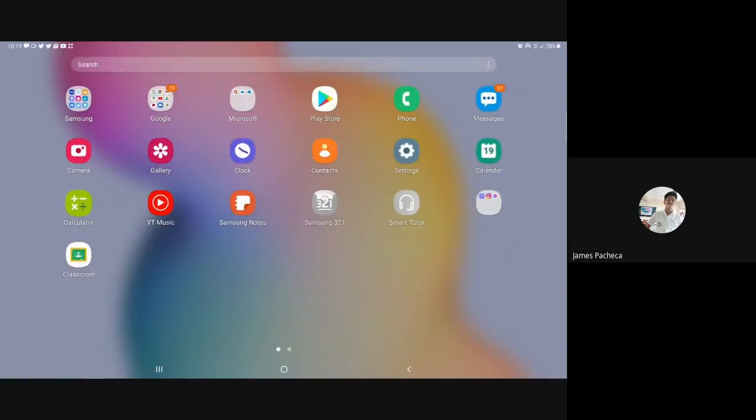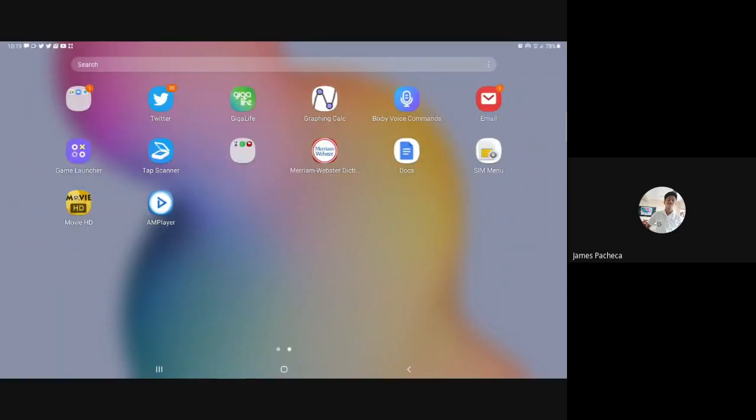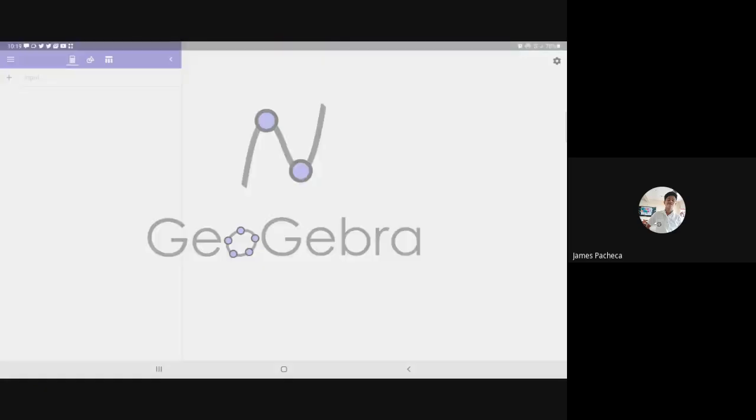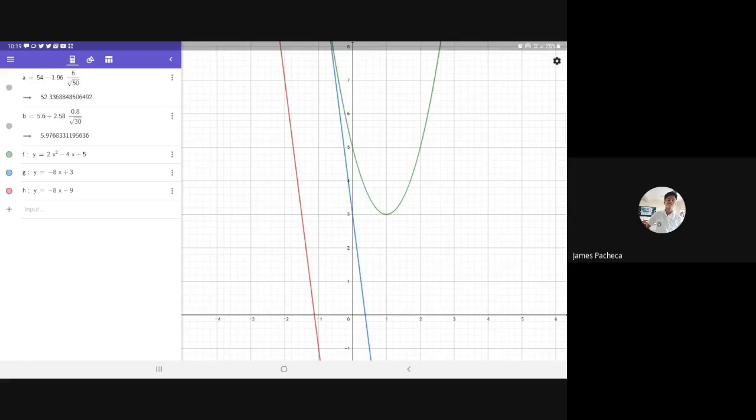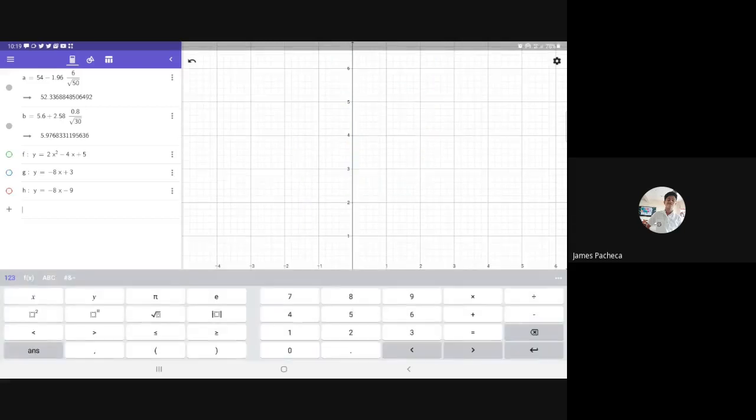I am using a software. It's called GeoGebra. You can download it in your tablet. This is the fastest way how to graph an equation. Para lang ma-visualize mo siya, pero I would appreciate if you are going to do it manually para ma-appreciate mo yung beauty ng math. Negative x over, that's 8.